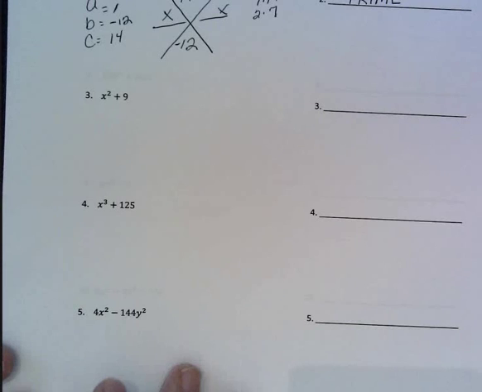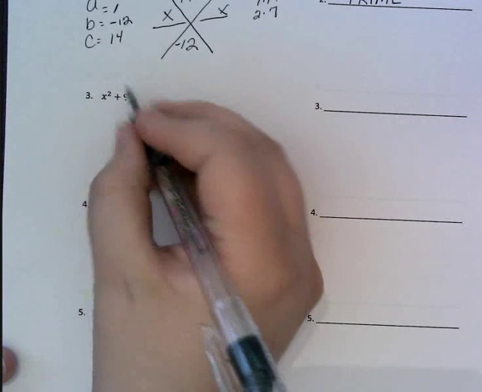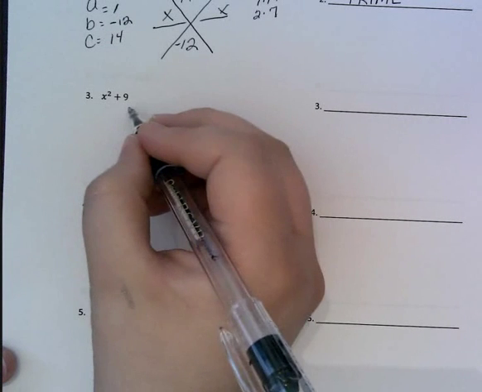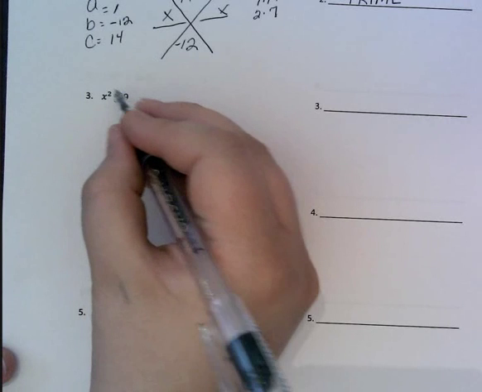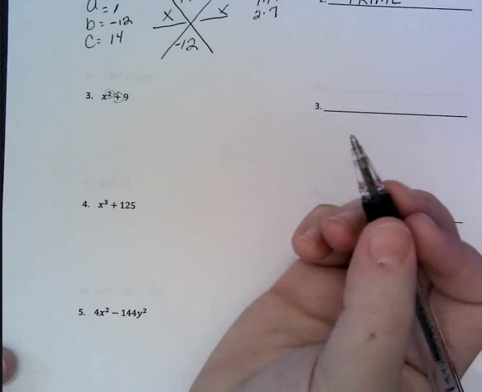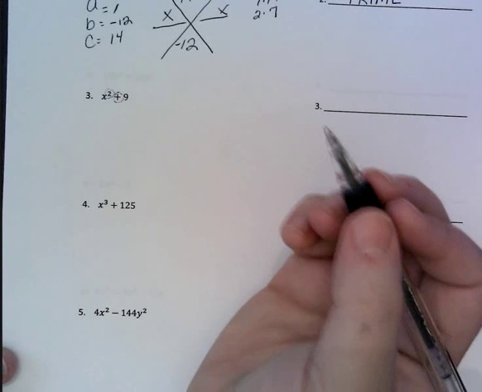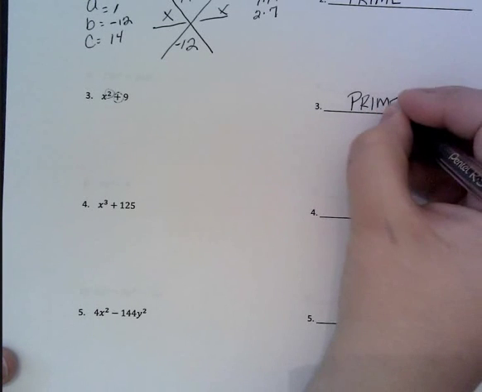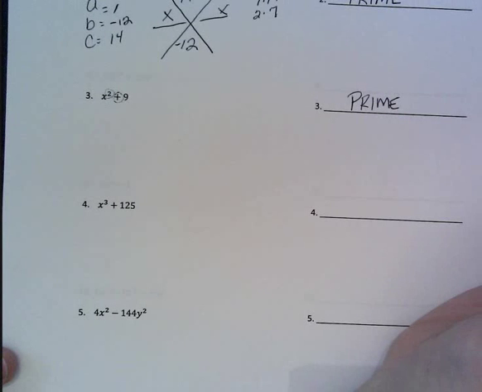On number 3, there is no greatest common factor, so I look at my terms. I have 2 terms. It is the sum of squares, and we know the sum of squares is always prime. Doesn't normally happen this way where we get 2 prime problems in a row, but that's how it happened this time.